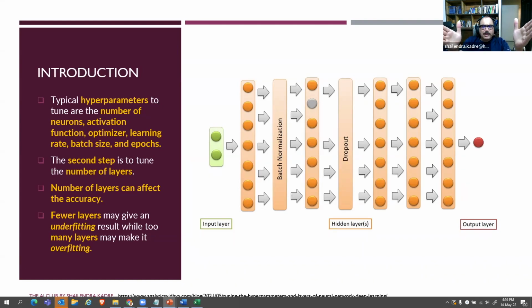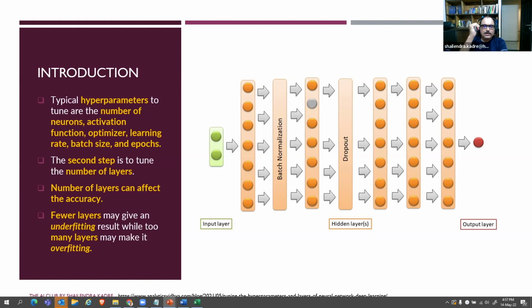Now, number of layers is part of your model. If you have more layers, you will have overfitting, and if you have fewer layers than required, you will have underfitting. I think you have some feeling of that. With more layers, your model becomes complex, so you are heading towards overfitting. And if you use fewer layers than required, you are going towards underfitting. So the number of layers is important.